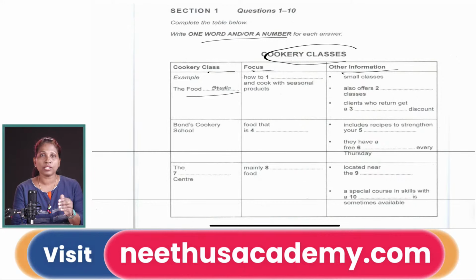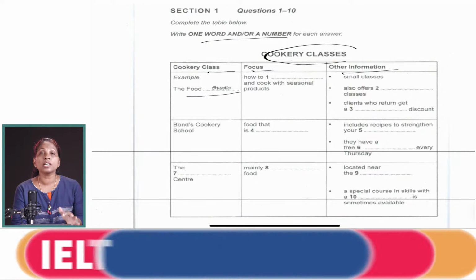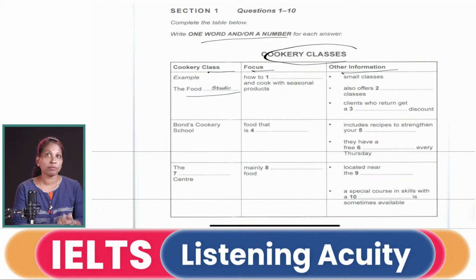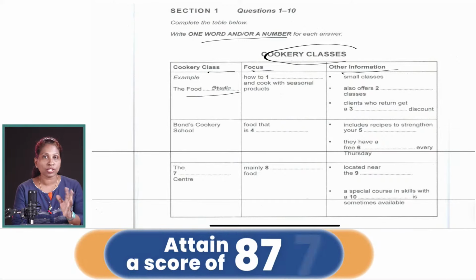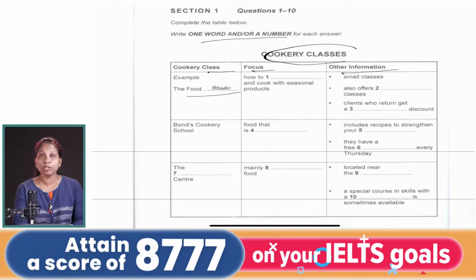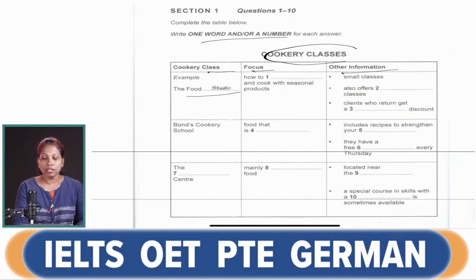Section 1's conversation is general context, section 2 is a monologue on again general context, section 3 is a conversation in academic context, and 4th is again a monologue on academic context. That is what the questions and the content are about, right? Because speaking is the same for both academic and general candidates.